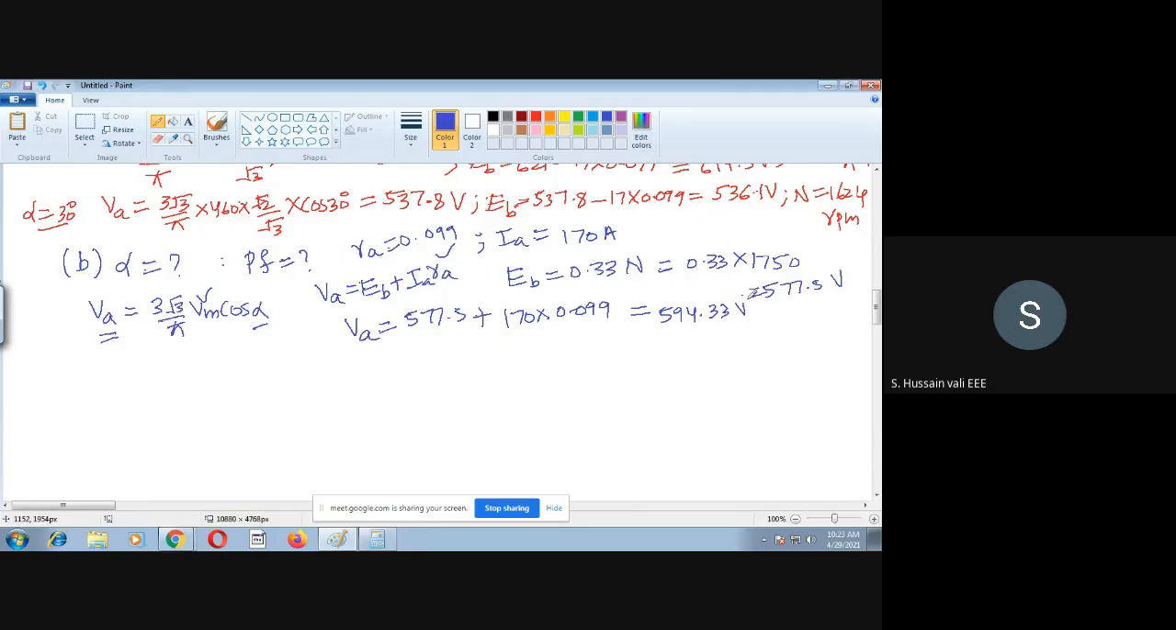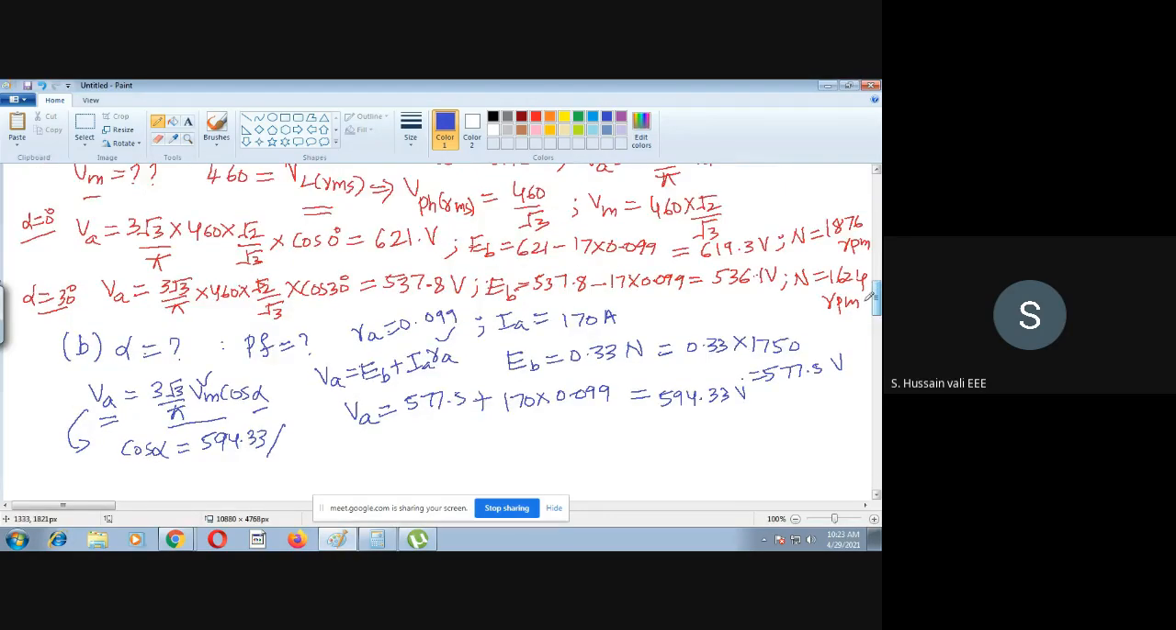Once we got this answer, what's next? Substitute the Va value in this equation. From this equation, cos alpha is equal to 594.33 divided by 3 root 3 into Vm. Somewhere we got this multiplication. Yes, here, directly we got 621, because cos 0 is 1. So directly we'll write 621 here. Then what is cos alpha? You will get cos alpha, something here. What is cos alpha now?